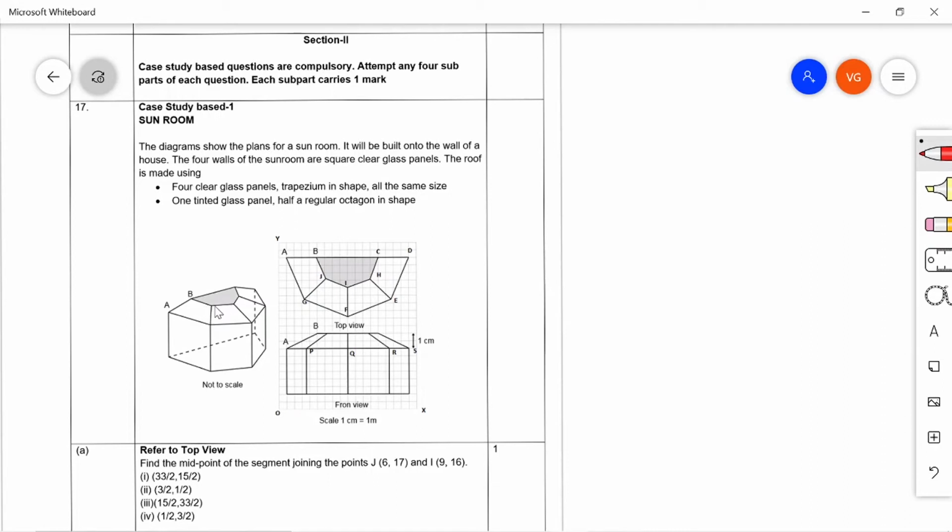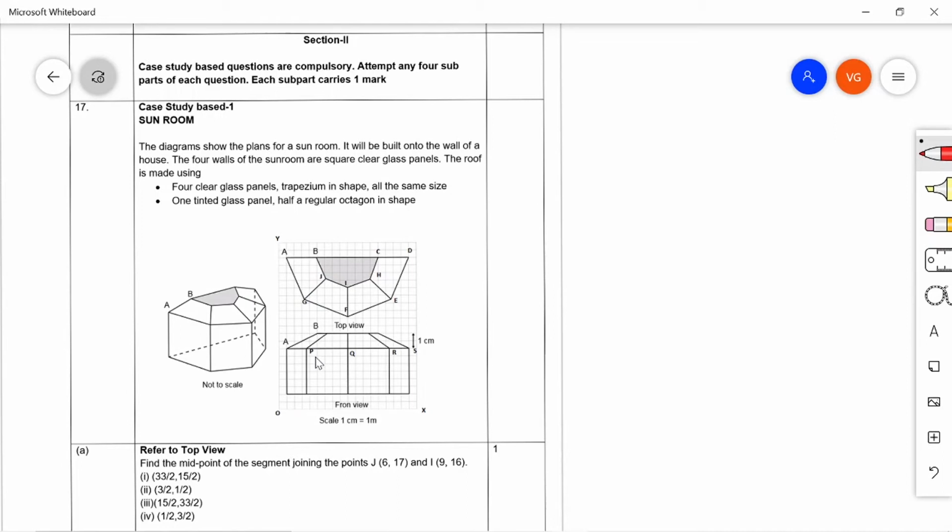Regular octagon. So you will be given 5 questions for each case study and you need to answer 4 questions out of 5. And for all the questions you are given a choice, right? So options, you can select any one of the options. Let us see. The first question given here is, find the midpoint of the segment joining the line J 6, 17 and I 9, 16.